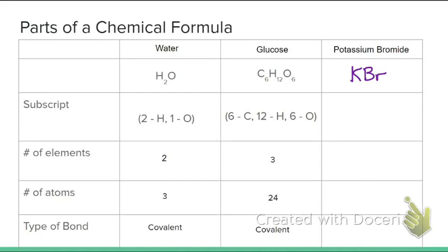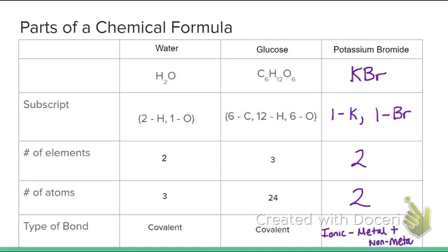So because I don't have any subscripts here, I know that there is 1 potassium and 1 bromine. I have 2 different types of elements, right? A potassium and a bromine. I have 2 total atoms. Now here, because I have 1 metal and 1 nonmetal, I know that I have an ionic compound or an ionic bond because, again, you have a metal and a nonmetal.